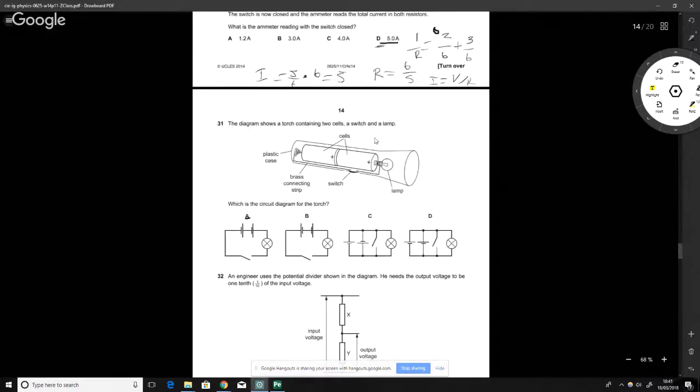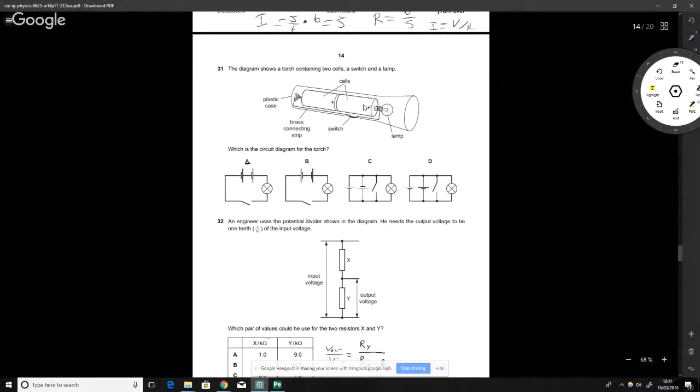Okay, this is a really simple one. The diagram shows a torch containing 2 cells. You can kind of already see, if you draw the loop inside there, there's the switch, there's the light. So the answer is A. Got 2 batteries in series, then you get the switch, then you get the light, and then back to the batteries again. So we can see that in there.